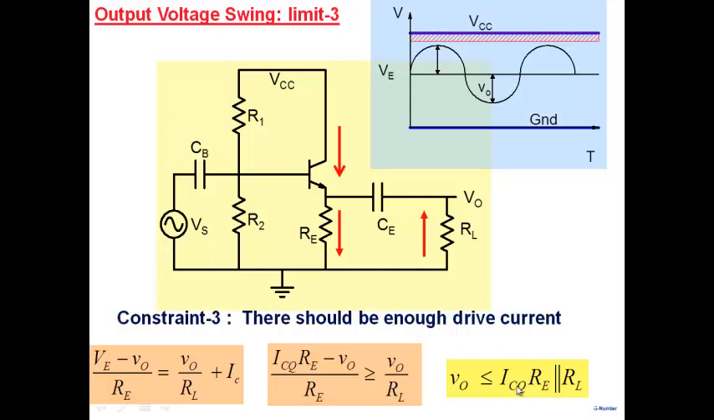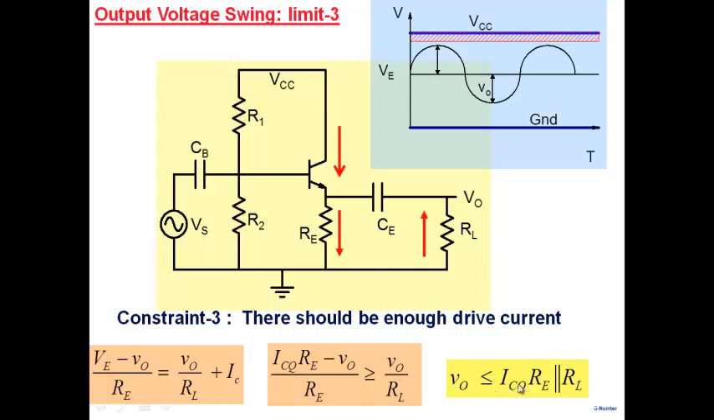V0 is less than or equal to ICQ times RE parallel RL. So you can note here that, for example, if I keep on making my RL smaller, this quantity keeps on getting smaller, and V0 also keeps on falling here. And so this limit is not coming from saturation. It's coming purely from looking at the current balance here, from the current driving capability. And it's related to how your amplifier is biased, depending on the current at which it is biased here.